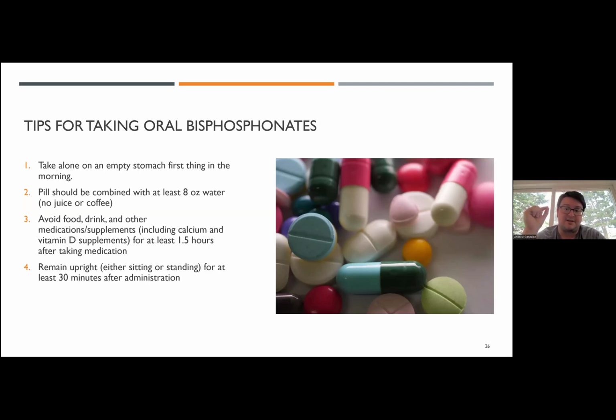Things that you should counsel your patient on when you're starting bisphosphonates include making sure they take it on an empty stomach. They should be taking it with at least a glass of water, but no juice, no coffee. And something that is nuanced, because anybody who's on a bisphosphonate is probably going to be taking vitamin D and their calcium too: they should not be taking their bisphosphonate with their calcium or vitamin D supplements. They need to space that out by at least an hour and a half after taking the bisphosphonate medication. And as mentioned, they need to remain upright, either sitting or standing, for 30 minutes after the administration.